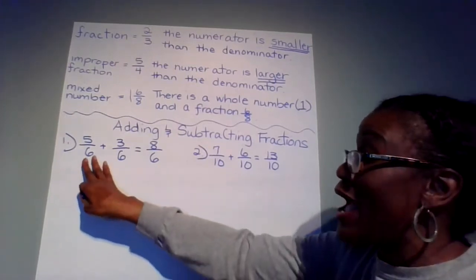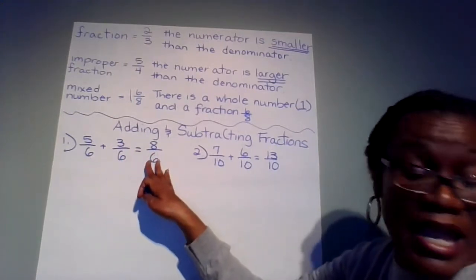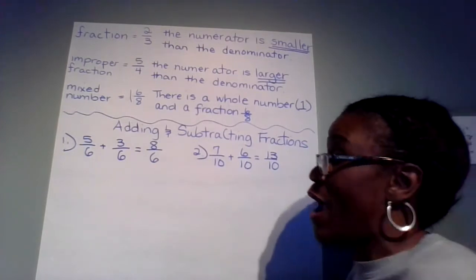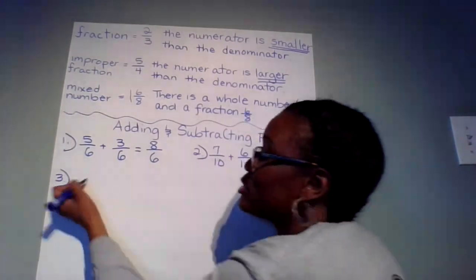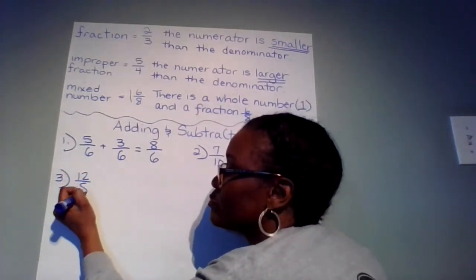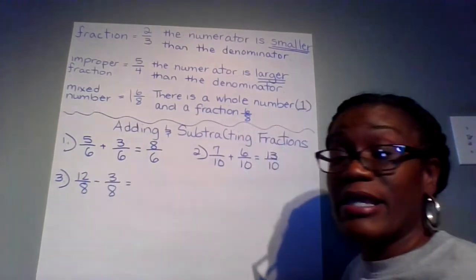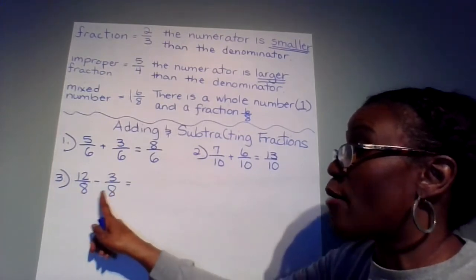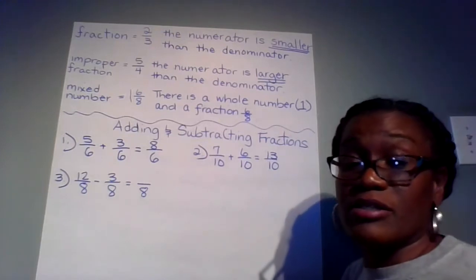So when you're adding fractions that have the same denominator, it stays the same. And it's the same idea for subtraction. So let's do a subtraction problem. Let's try 12/8 minus 3/8. Again, we're just subtracting. If your denominators are both the same, your answer's denominator is going to be the same.